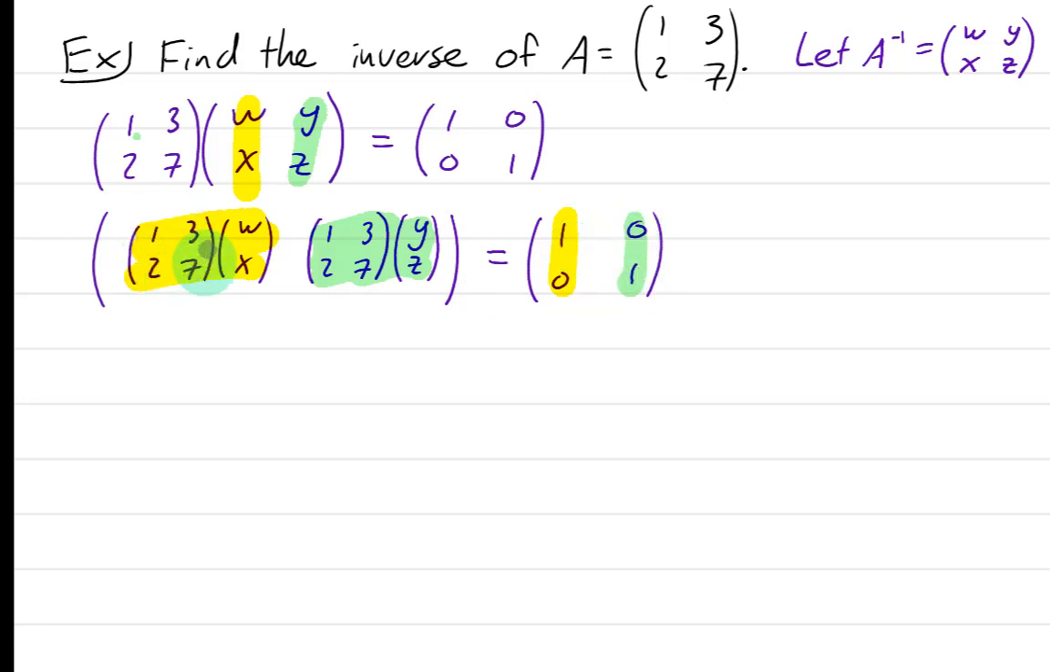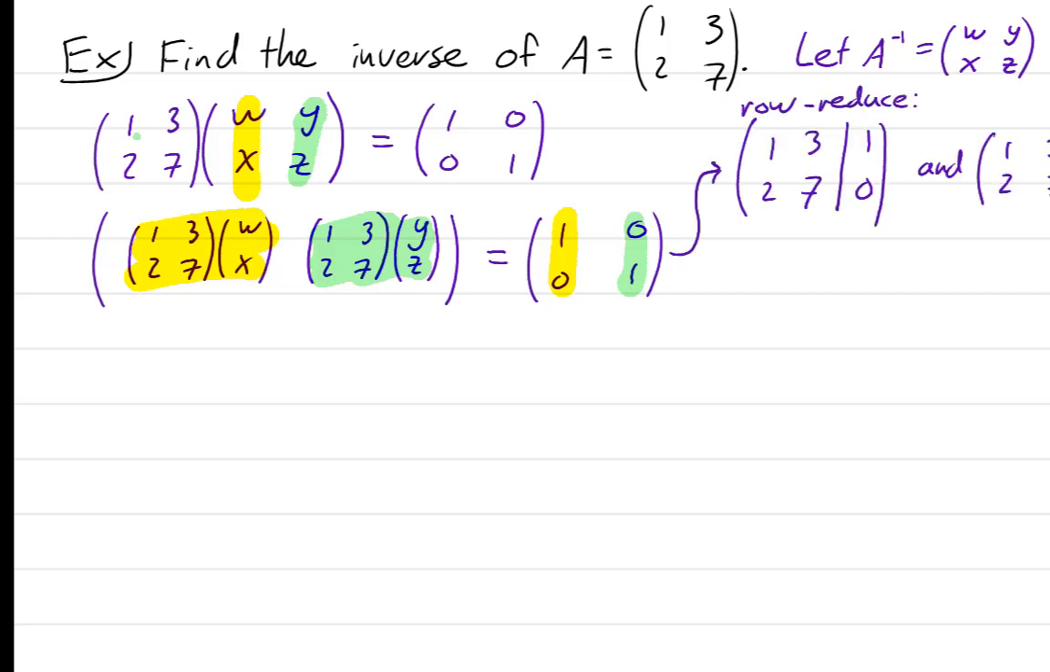One, that this 1, 2, 3, 7 times WX equals 1, 0, and also we simultaneously want to find out what makes 1, 2, 3, 7 times YZ be equal to 0, 1. Now, in order to do that, we'd normally be row reducing 2 augmented matrices. Like so. This one would be finding the WX that gets you 1, 0, and this one would be finding the YZ that gets you 0, 1.